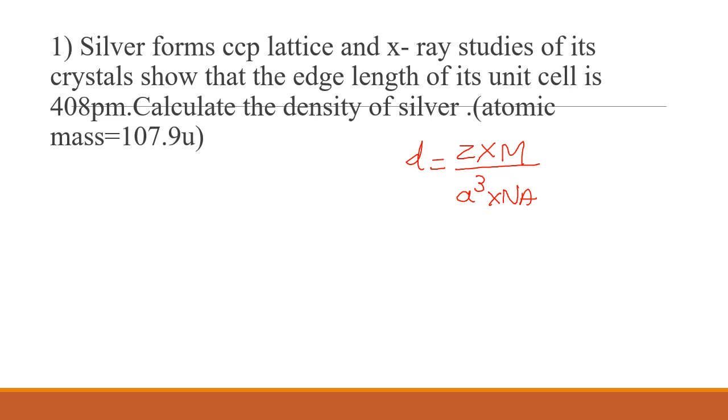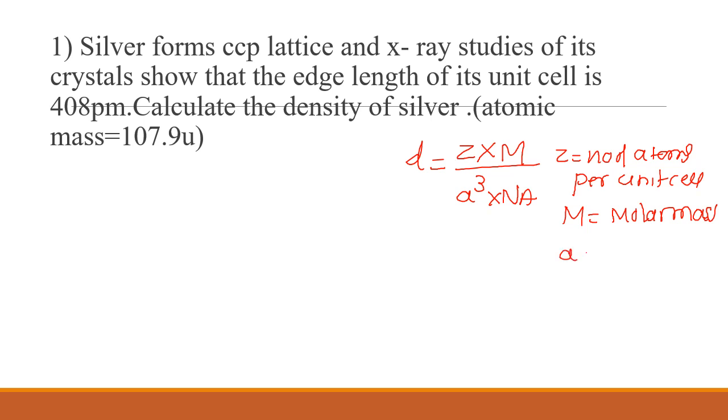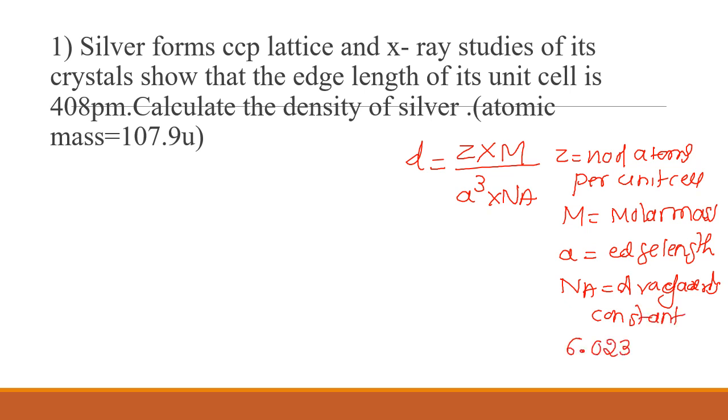Where Z is the number of atoms or particles per unit cell. M stands for molar mass. Small a is the edge length or side edge length. Na is Avogadro's constant, or Avogadro's number. You know the value of Avogadro's constant, right? It is 6.023 into 10 to the power 23. It is a constant value.